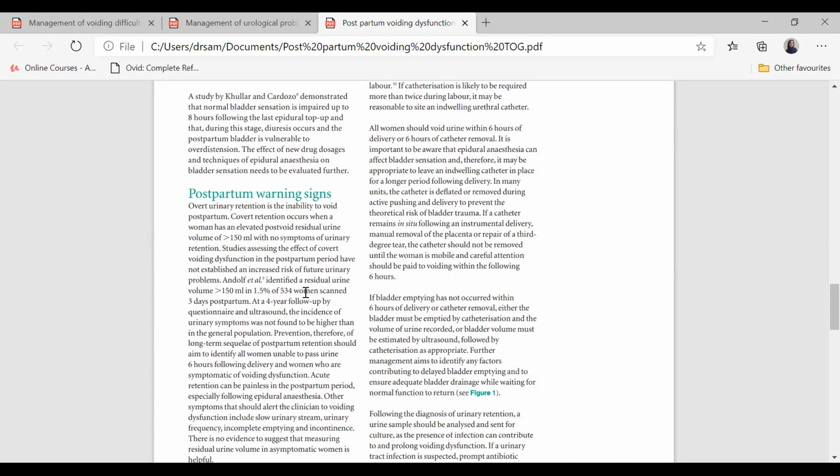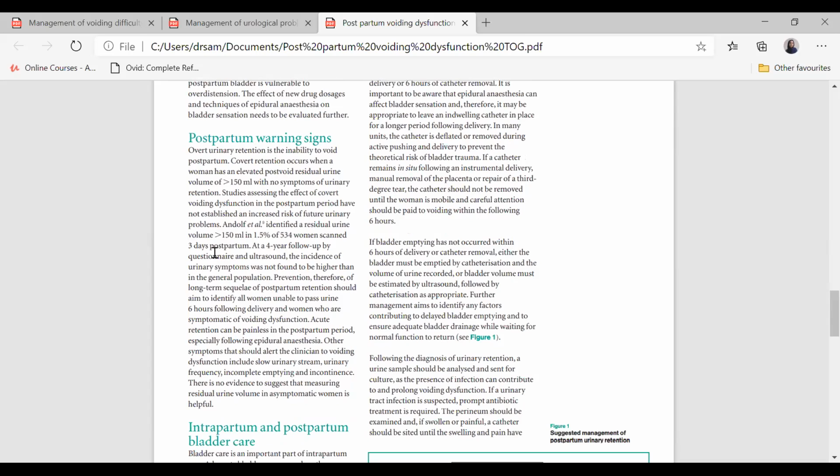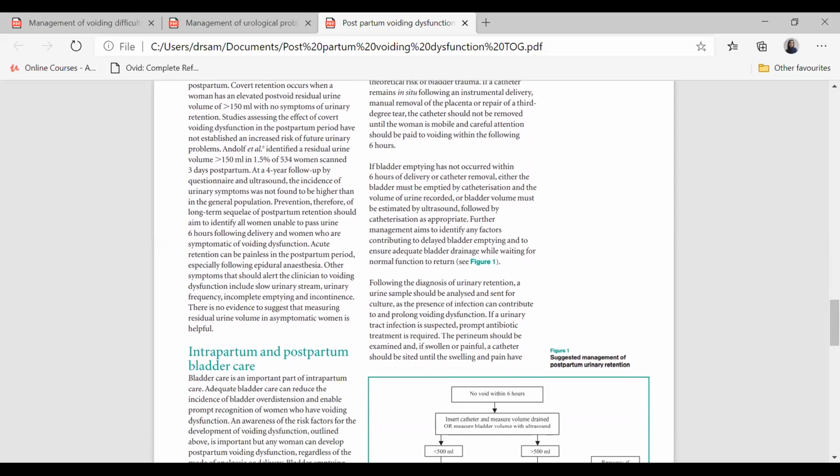Now, let's see. Voiding dysfunction in the postpartum period has not been established to increase the risk of future urinary problems. A residual volume of more than 150 ml can happen in around 1.5% on the 3rd day. That's why I changed the scenario to the 3rd day, because I know it happens on the 3rd or 4th day. She will come, she will not wait for 6 weeks, if she has symptoms. Okay, add a 4-year follow-up by questionnaire. Prevention, therefore, okay.